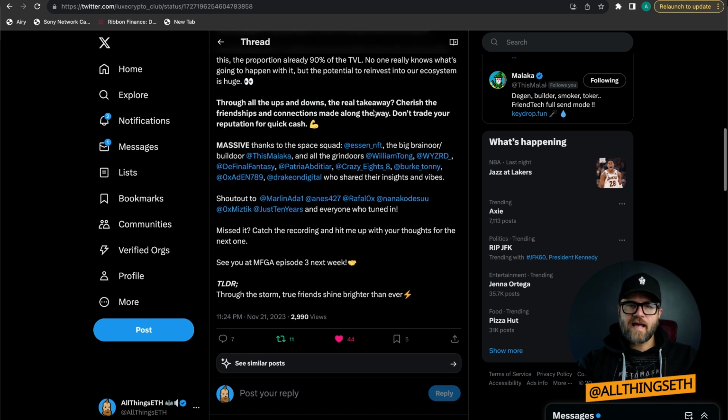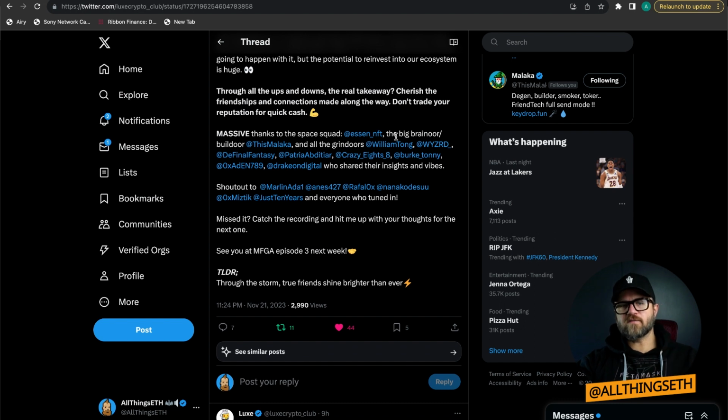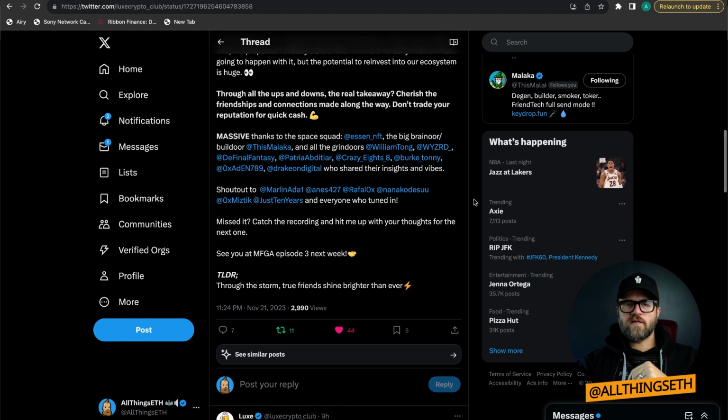No one really knows what's going to happen with it, but the potential to reinvest in our ecosystem is huge. And that's what I'm believing, guys. I do believe that the majority of the fees collected will be used to either put into a treasury in order to back the token, or it could even be airdropped to us in the form of Ethereum, which would be incredible. However, I'm leaning towards the former, as Paradigm, as you would expect, would want to see some sort of token launch for their investment, and then be able to capitalize on the investment by selling at some point in the near future. Probably after the drop.